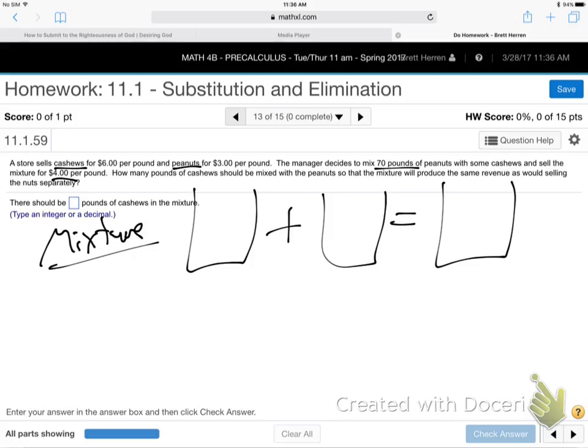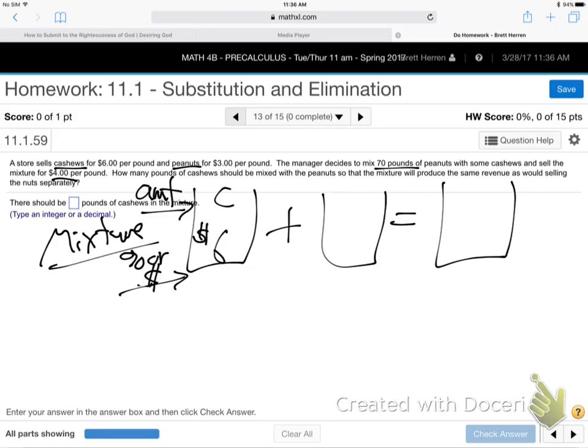Okay, store sells cashews. So I'm going to put the money in here, the cashews. So let's say C for how many cashews. When you do a mixture, remember that from your algebra days? You put in the top the amount, and you put in the bottom the percentage or the dollars. In this case, it's dollars. So across the top goes amount, across the bottom goes dollars or percentage.